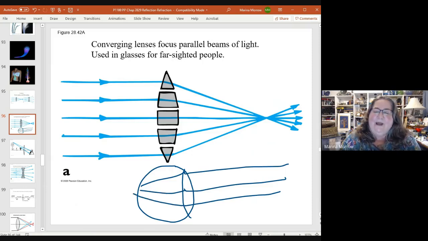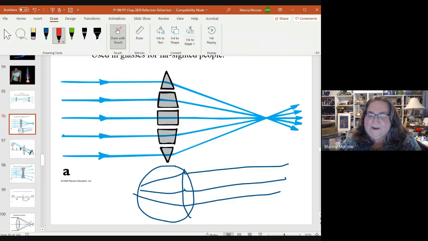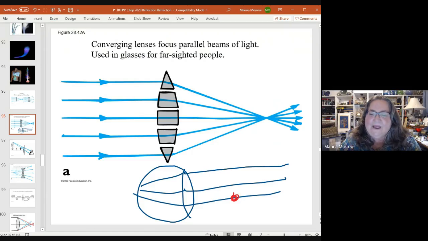Okay, but the problem is what they're not good at is taking light from things that are close up. So if they're seeing a flower or something close up, that light going into their eye doesn't focus on the back of the eyeball very well. Their lens usually can't curve it enough.